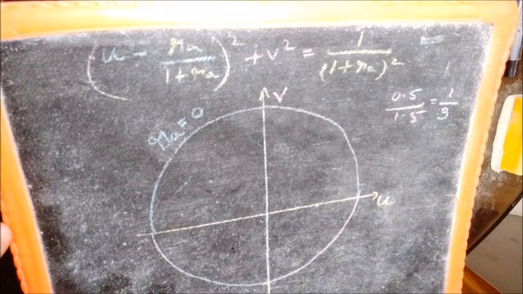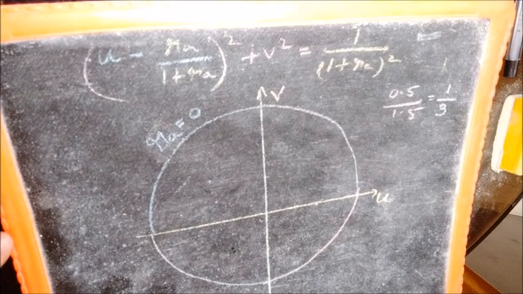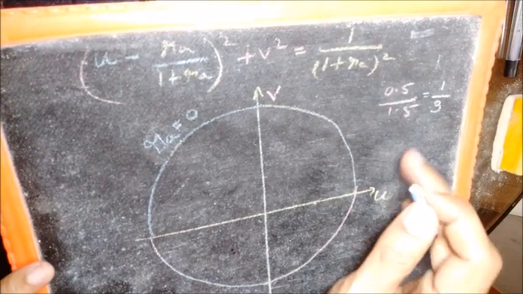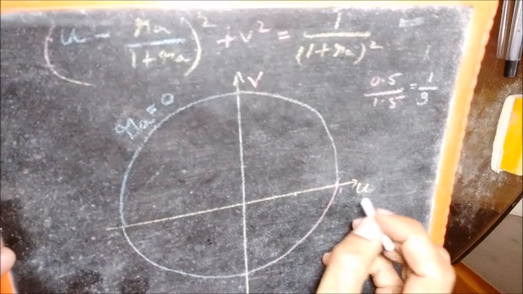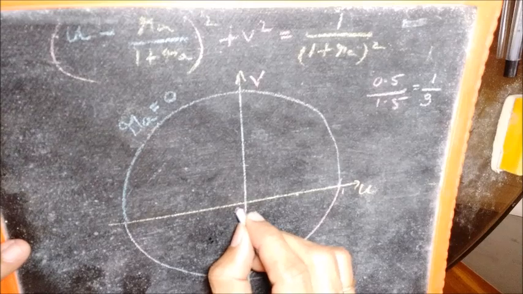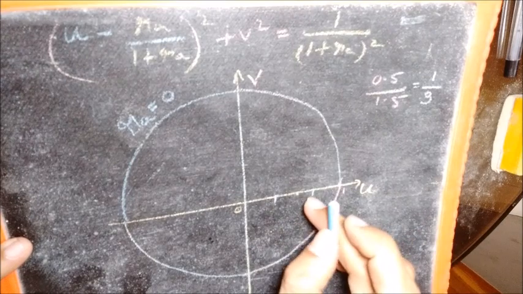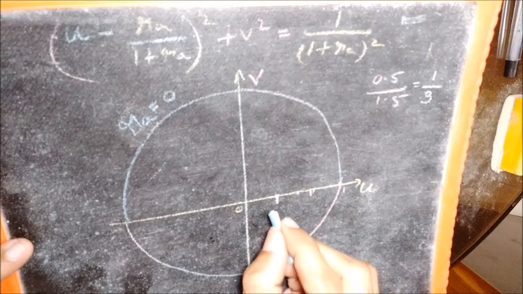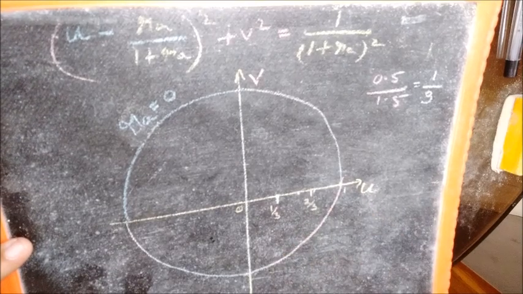0.5 divided by 1.5. So if I multiply it with 2, I get 1 by 3. Of course, it's indeed 1 by 3, 0.5 and 1.5. So center is at 1 by 3, 0. So this being 1, this being 1, this is the 0. If I divide this into 3 parts, it's not a perfect division, but still good enough for our understanding. This will be 1 by 3, this will be 2 by 3, and this will be 3 by 3, which is 1.